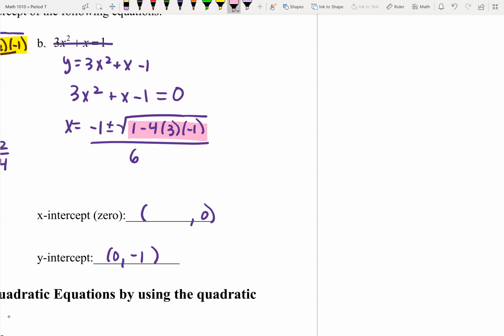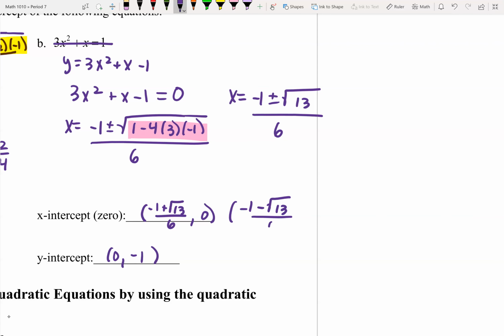So I put that in my calculator and I get x equals -1 plus or minus the square root of 13 all over 6. Now, if it's a plus or minus, you can't put a plus or minus in an ordered pair. You've got to do 2 ordered pairs. So this is -1 plus the square root of 13 over 6, comma 0, and -1 minus the square root of 13 over 6, comma 0, and we're done.